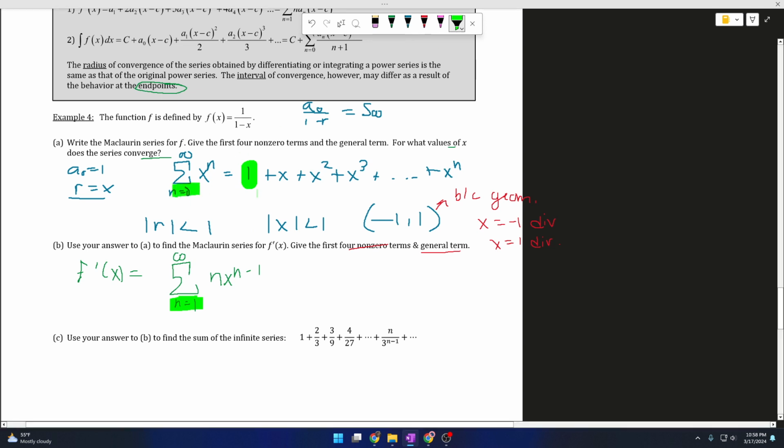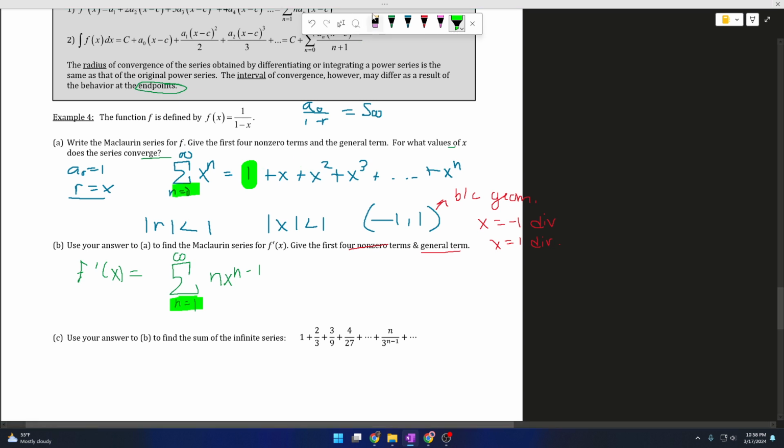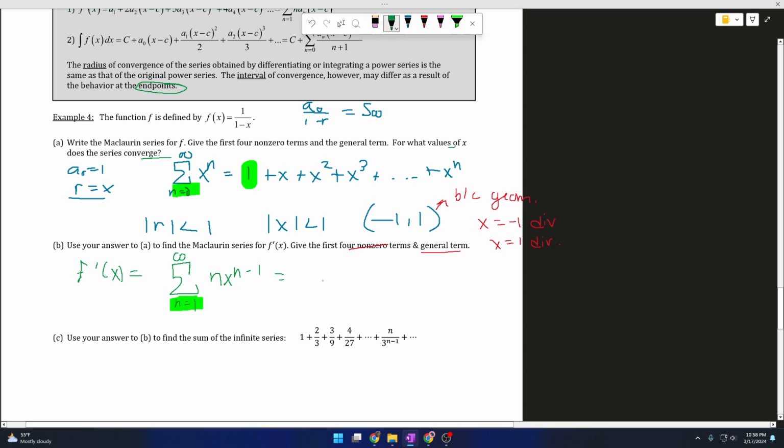And remember, this guy started at n is 0. Write out the first 4 non-zero terms. Sure, no problem. That's going to be 1 times x to the 0, which is 1, plus the derivative of this one, or if you just want to plug 2 in, that's going to be 2x, plus 3x squared, plus 4x cubed. The general term is already here. And then for what values does it converge? It didn't ask, but it would be identical. We don't have to check endpoints because it's geometric again.